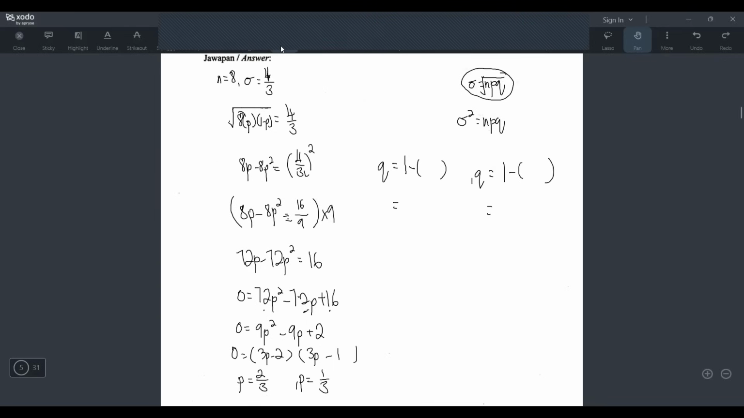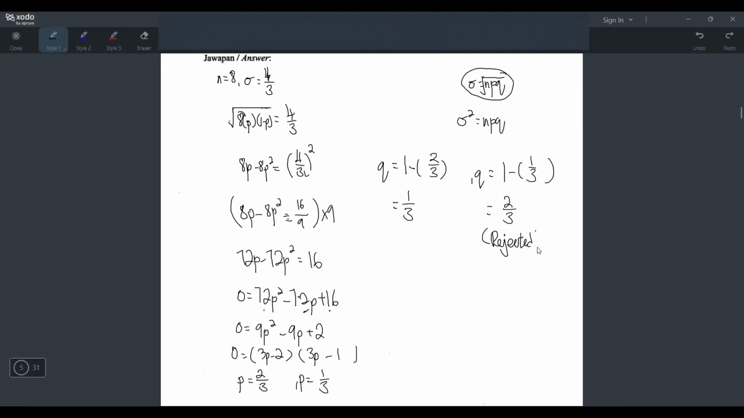So let's go. P is 2 over 3, P is 1 over 3. So if my P is 2 over 3, my Q will be 1 over 3, because if you press calculator, this one, you will get 1 over 3. But if my P is 1 over 3, then my Q will be 1 minus 1 over 3, which is 2 over 3. So it's very clear to me that the P answer should be, this one should be rejected.